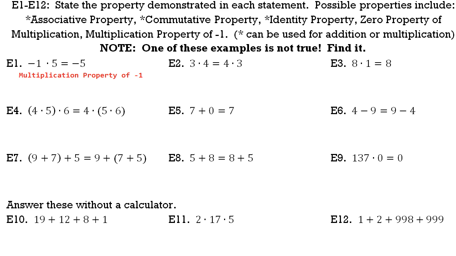All right, now, in example number 2, you're changing the order. So 3 times 4 is the same as 4 times 3. That's true. It's the commutative property. When you commute to work, you're going from one place to another. Most people talk about that in terms of driving, their work commute. That's what these numbers did. They went from one place to another.